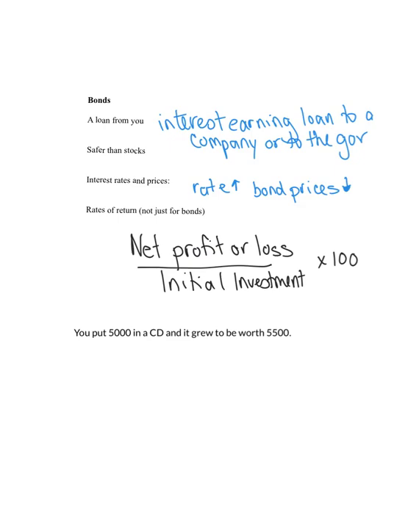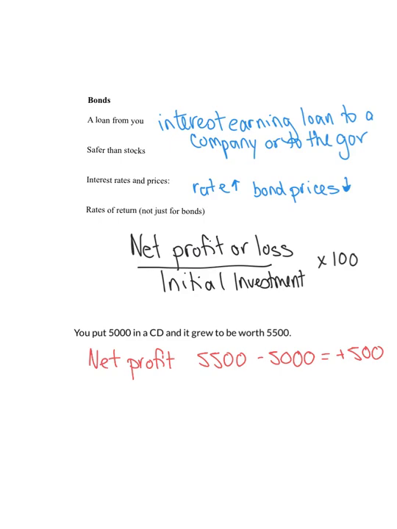So we want to find the rate of return. The first thing that we're going to need to do is find the net profit. So I'm going to find the net profit by subtracting these two numbers. Okay, so my new value minus my old value. I'm getting a gain of $500. Sometimes this will be a negative number because you're losing money on it.